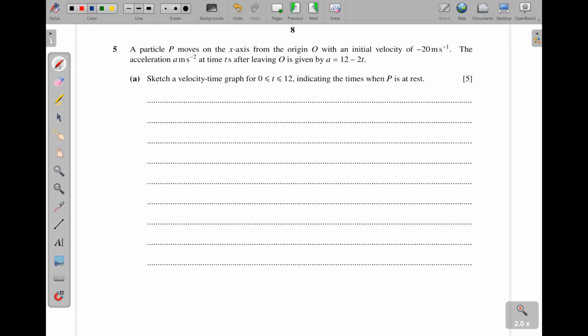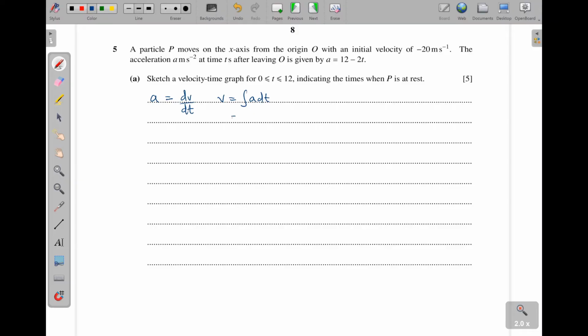They are saying sketch a velocity-time graph for t ranging from 0 to 12, indicating the times when P is at rest. Now when P is at rest, that means v is equal to 0. So we need to find the expression for the velocity. We know that acceleration is equal to the rate of change of velocity. So if I want to get velocity from the acceleration, then I will integrate the expression for acceleration with respect to t.